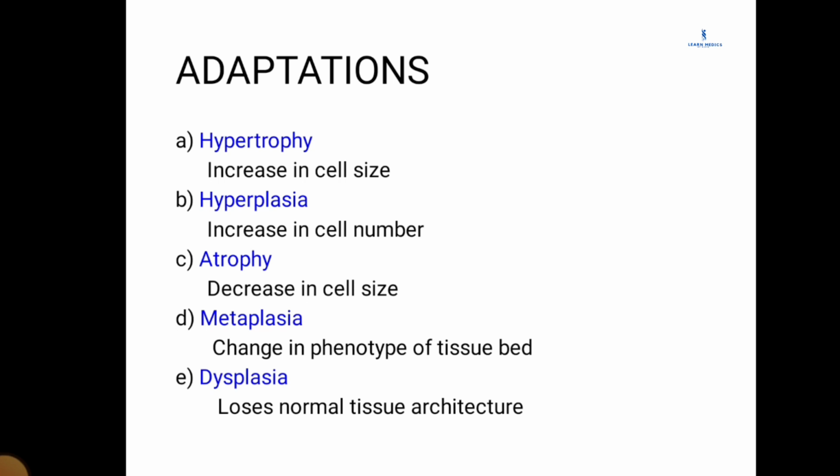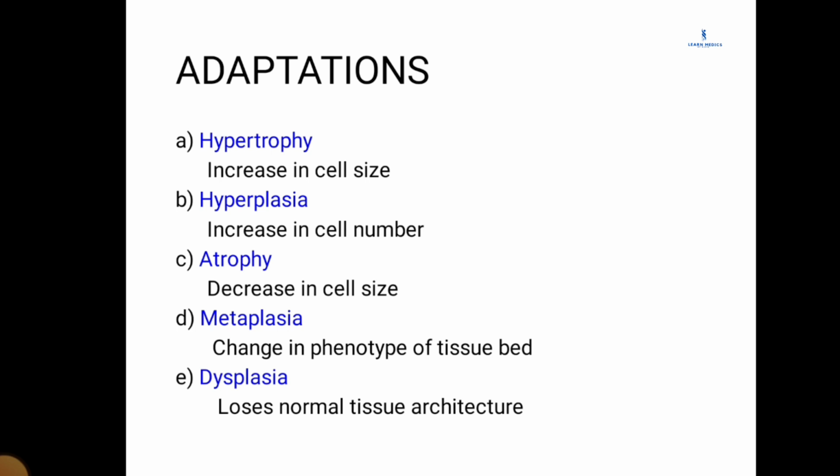There are five main types of adaptations. The first one is hypertrophy. Hypertrophy means an increase in cell size. The size of the cell increases. The next one is hyperplasia. It is an increase in cell number. The third one is atrophy, which is in contrast with hypertrophy. It is a decrease in cell size.